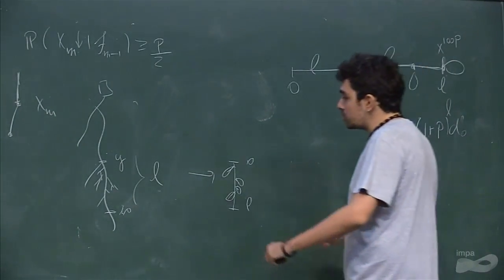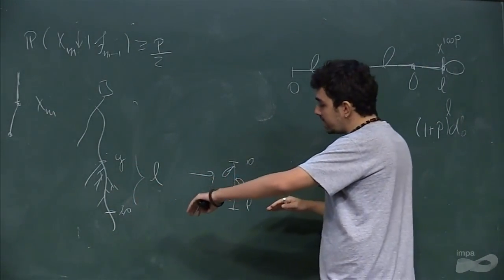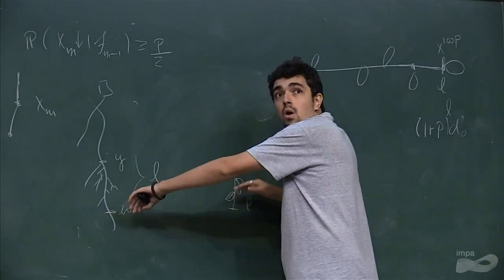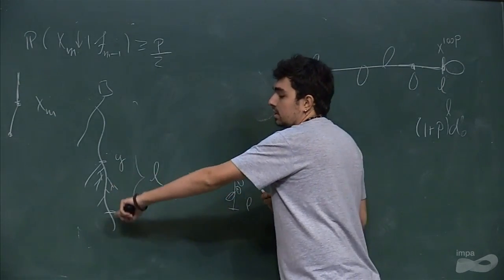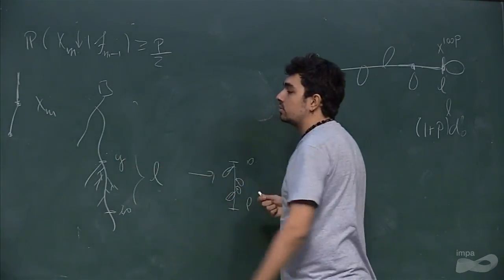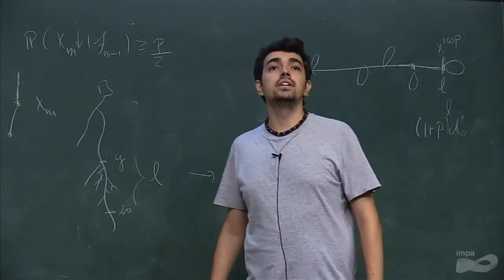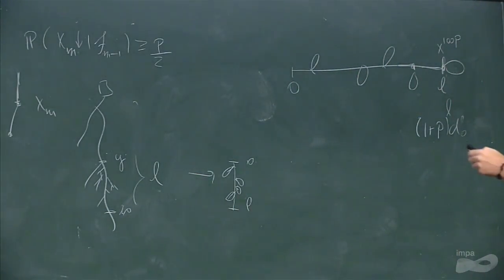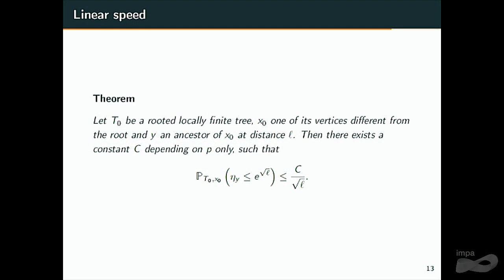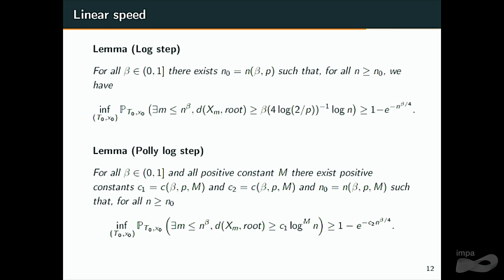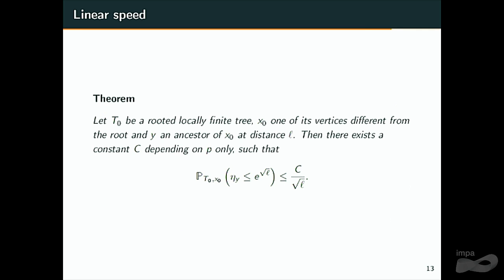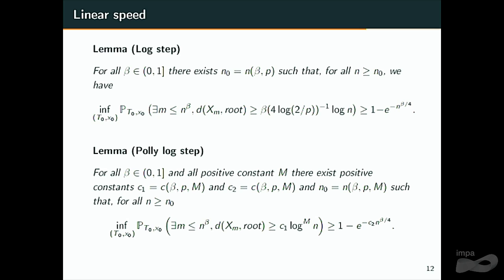So you can couple these two processes in such a way that the loop walker is always close to the walker, Y here. Then we can derive the theorem. Again, we combine this theorem with this. So before the walker goes from here to here, actually it has enough time to create another path and go away from the root.